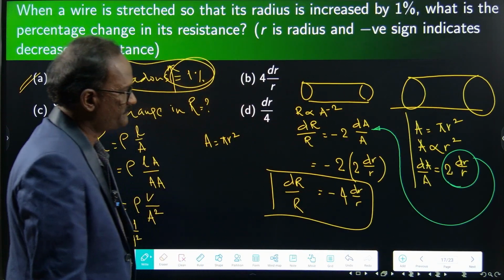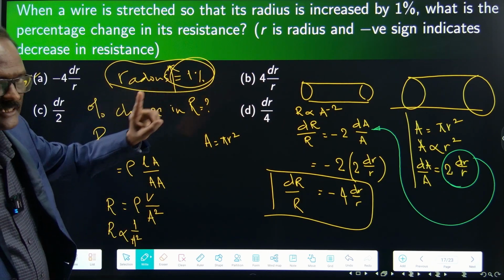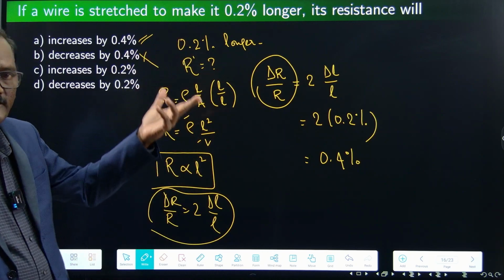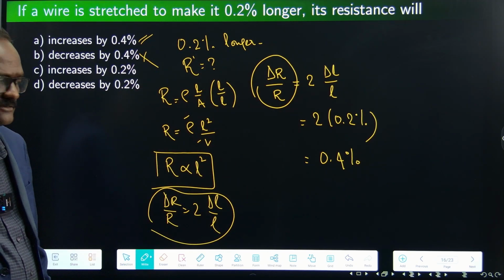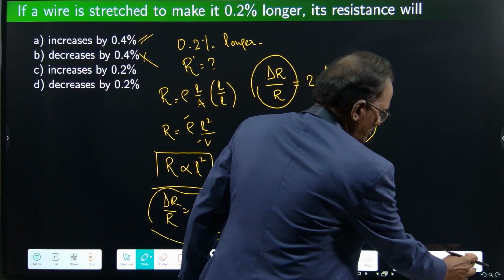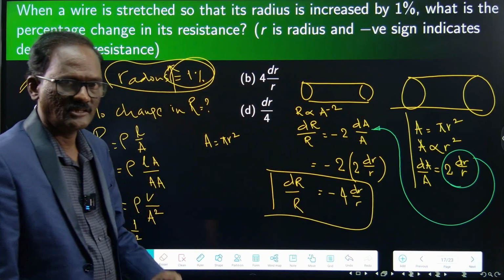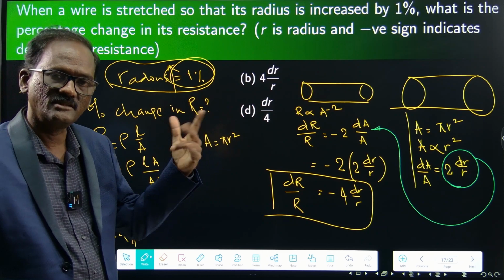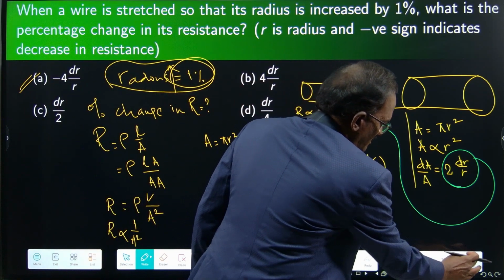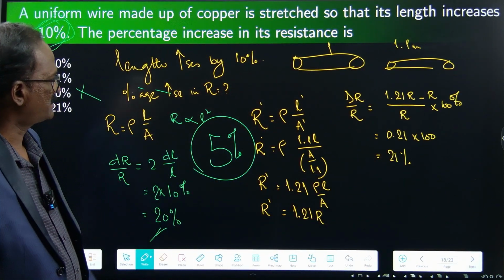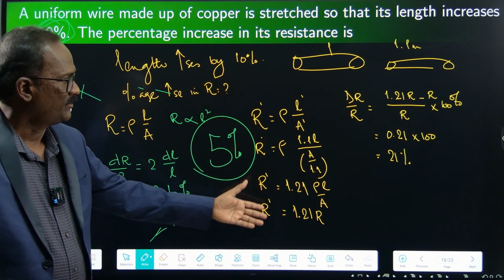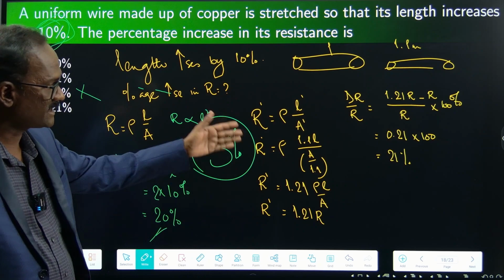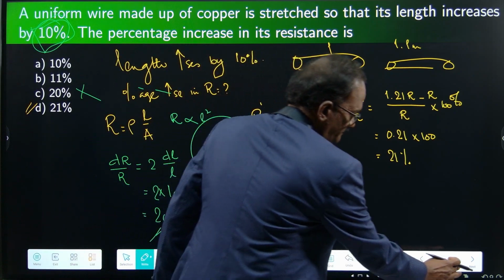In the previous problem, it is 1%, less than 5. Before it, 0.2%. So they are low values. That is why I have used the error analysis method in the previous two problems. 0.2%, it is less than 5. Then 1%, less than 5. But here it is 10%. So if it is more than 5%, you go for the traditional formula and that method.